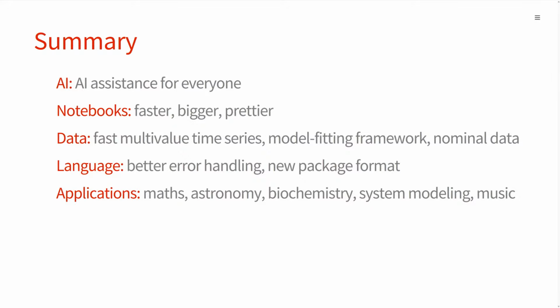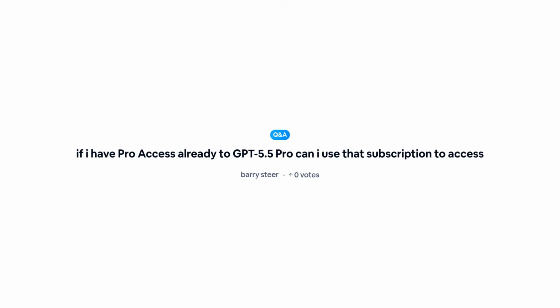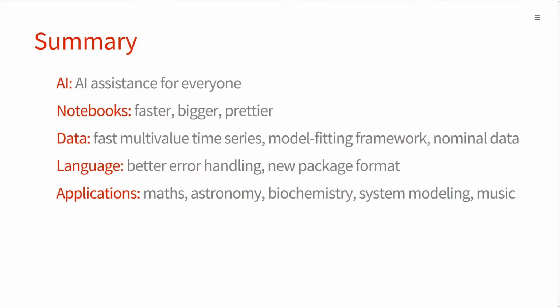No, there's already one. If I have Pro access already to GPT 5.5 Pro, can I use that subscription to access it? Yes, you can. Instead of using the Wolfram model as your default model, or even on a specific model, you can set the LLM evaluator to any API key for any third-party AI that you have. And that is now better than it was in 14.3 because you can make use of the tooling, because there are the APIs to feed in things like documentation lookup to make it better at writing Wolfram Language code. So yes, that stuff works seamlessly as well.